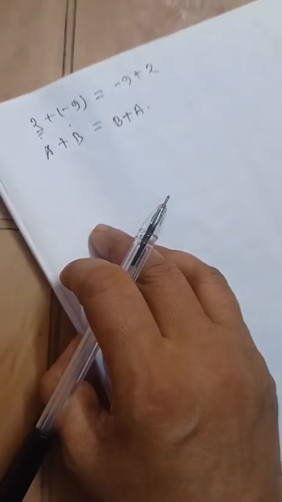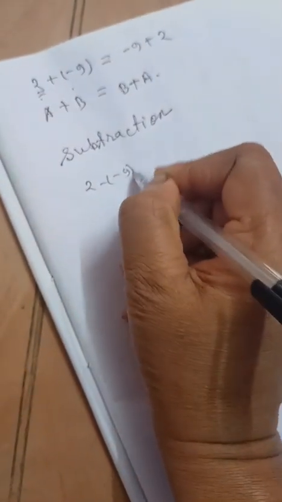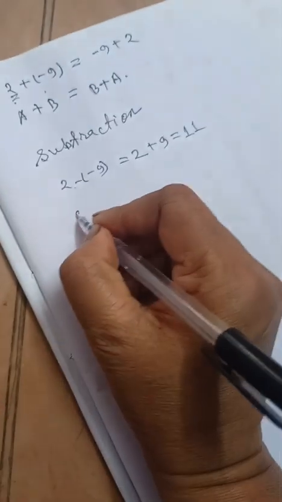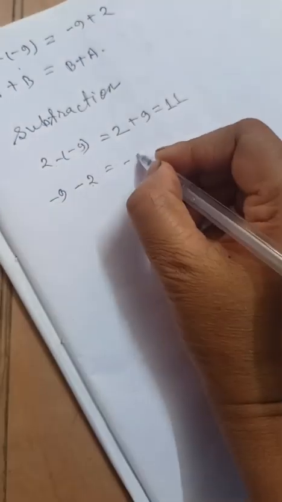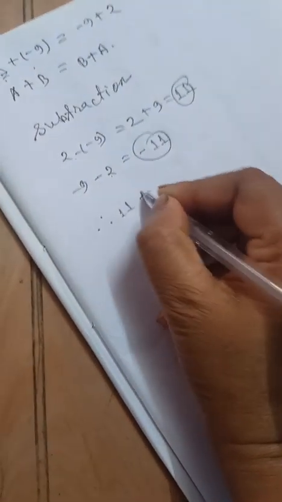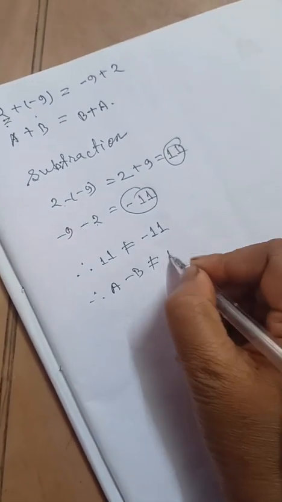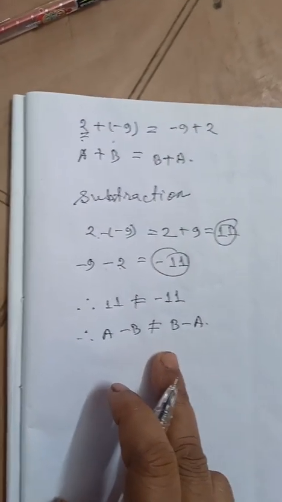Then see, under subtraction. You can take this example. 2 minus minus 9 is equal to what? 2, negative of negative is equal to positive. What is the result? 11. And minus 9 minus 2. What is the result? Minus 11. And are these equal or not? Now see, therefore 11 is not equal to minus 11. That means we can say that A minus B is not equal to B minus A. That means commutative property does not hold good in case of subtraction.